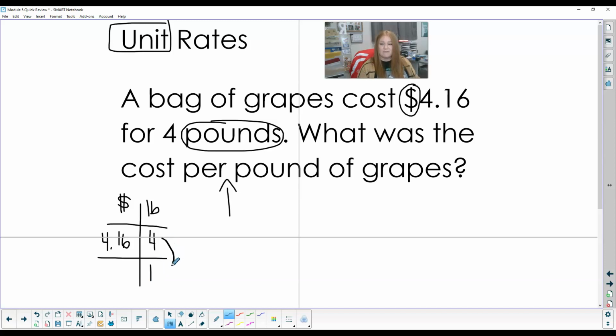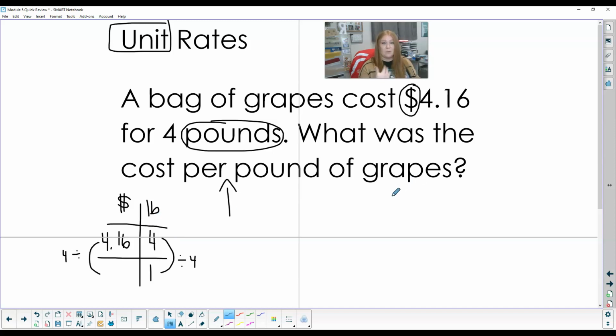So how do I get from 4 to 1? Just like we did on our charts, right? You either multiply or divide. So I'm getting smaller, so I need to divide by 4. So I would want to divide by 4. So that's one way to set up a problem.